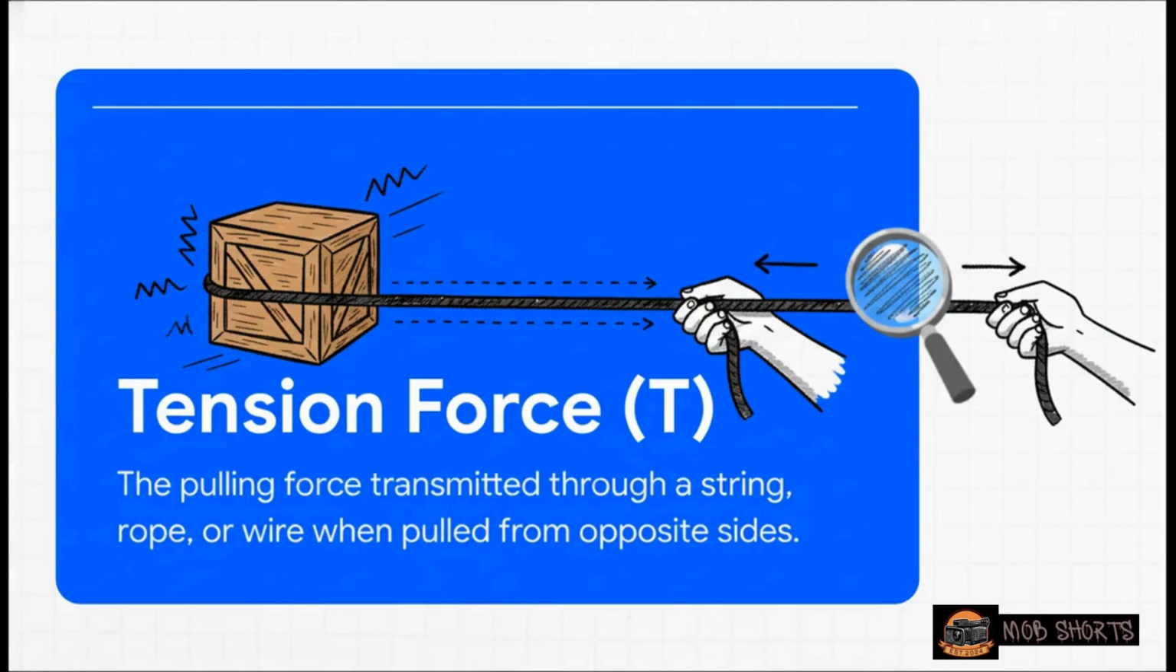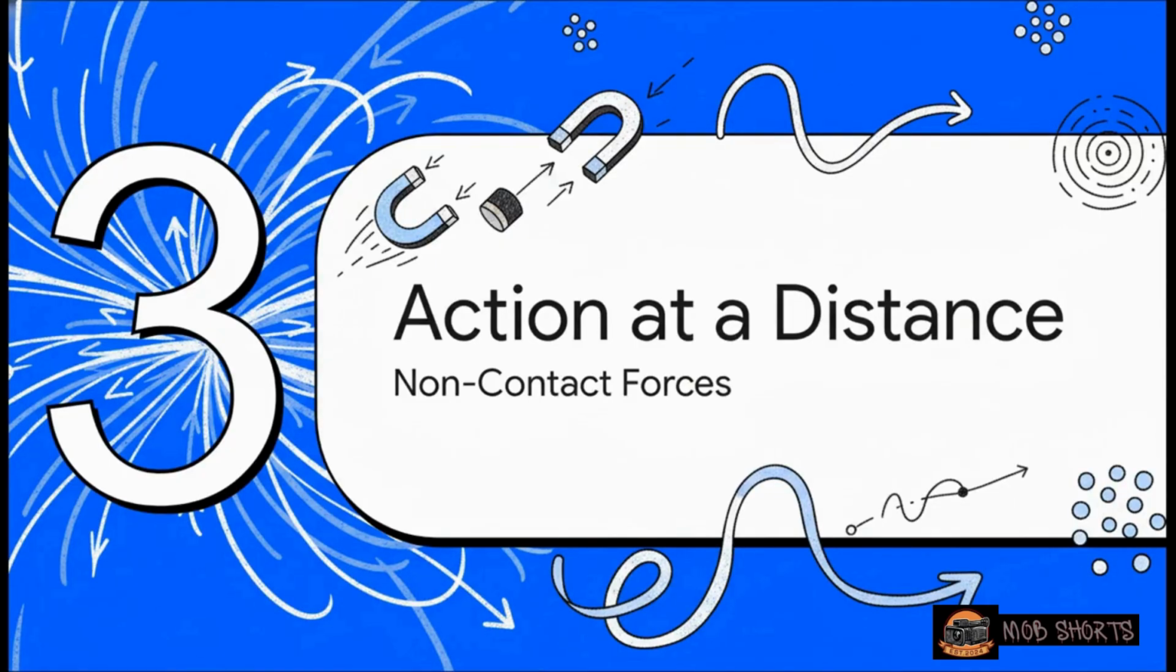One last contact force for our little scenario. Imagine instead of pushing the box, you tied a rope around it and started pulling. Well, that pulling force that travels through the rope, that's what we call tension. It's always a pulling force, and it always acts right along the direction of the rope or the string itself. All right, we've covered contact forces. Now let's dive into that second family, the non-contact forces.